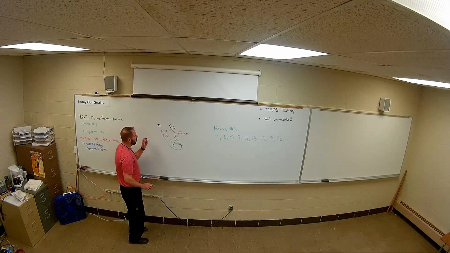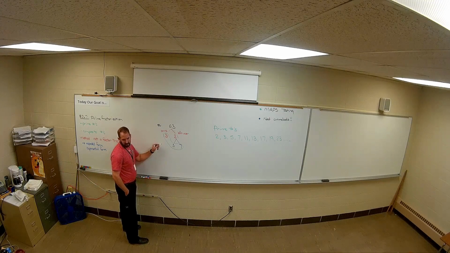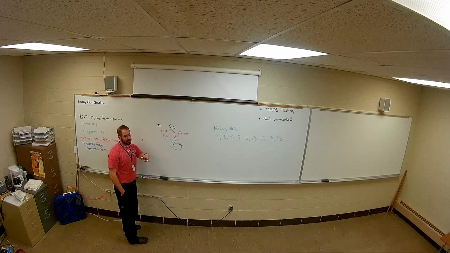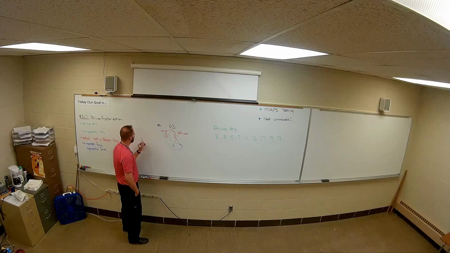All right, but what's the expanded form of this thing written out? 3 to the second power. That's exponential. But just what are all the different numbers that you see? 3 times 3 times 7. Yeah, 3 times 3 times 7.